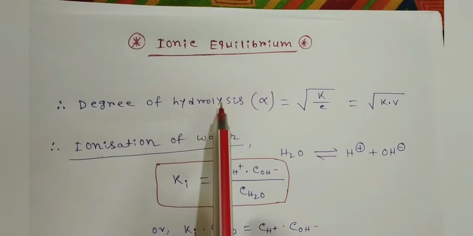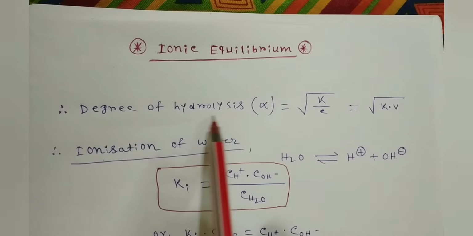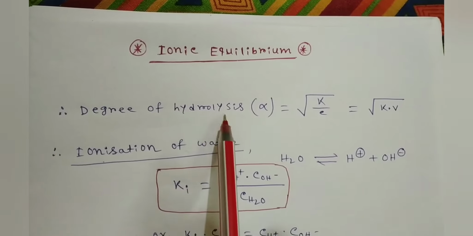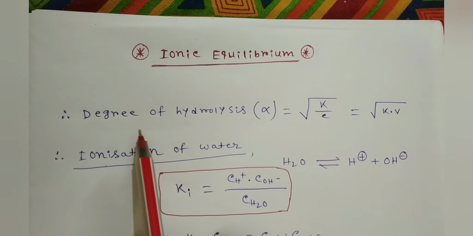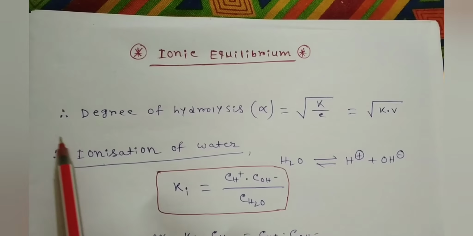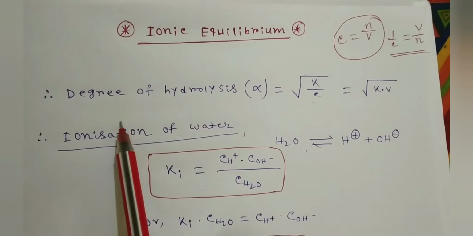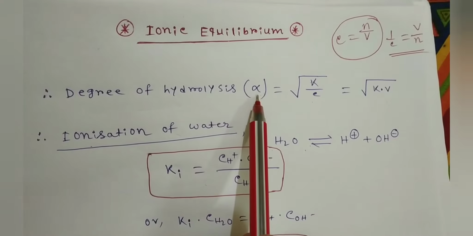So for any compound or any solution, for its dissociation, a main factor is degree of hydrolysis. Okay, so it denotes how much of the compound or complex will dissociate, or will be hydrolysed. So here degree of hydrolysis is denoted as alpha.